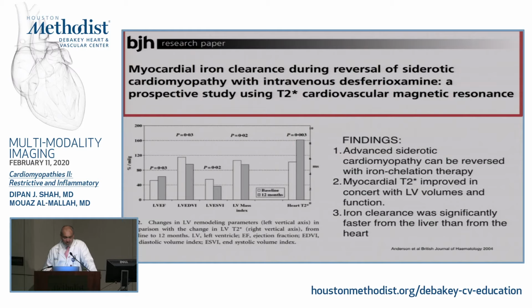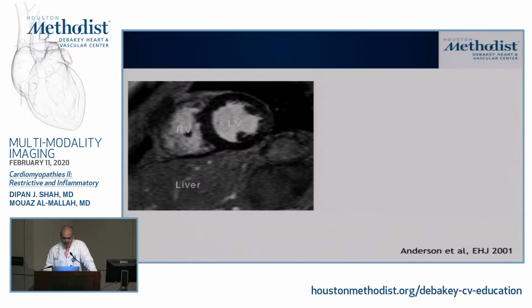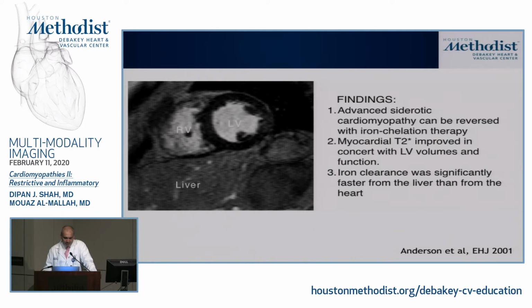But I think very interesting was that iron clearance from the liver is much faster than iron clearance from the heart. And that's where I think the strength of this technique is that if you've got a patient who has iron overload and you begin chelation therapy, you may extract all the iron out of the liver, so your liver T2 star values look normal. As we see here, the liver doesn't appear black, but the heart may still be iron overloaded. And so it's really being able to track the iron overload within the heart, which allows you to further modify your chelation therapy.